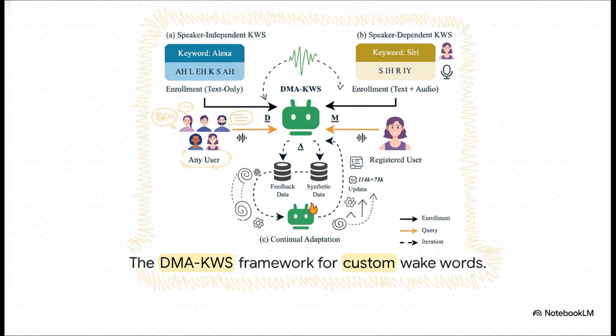It creates this flexible, continuous loop. A user can type in a custom wake word using just text, or they can give a quick little voice sample. The system then processes that through a highly efficient engine that continually adapts to the user's specific voice. So let's break down exactly how this engine works under the hood.